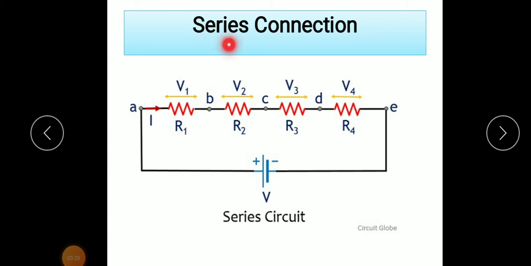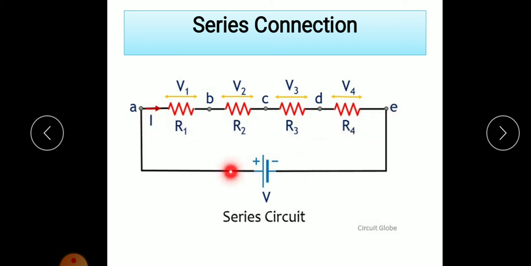Now let us consider a series connection. In a series connection, resistors are connected in an end-to-end fashion. That is, each resistor is connected one after another in a series manner. Here you can see R1 is connected with R2, R2 is connected with R3 and R3 is connected with R4. And a potential difference V is applied across A and E.